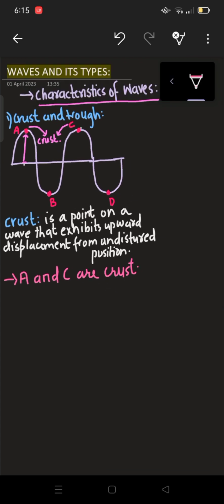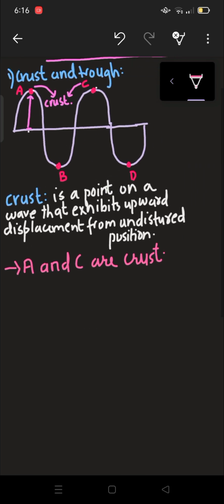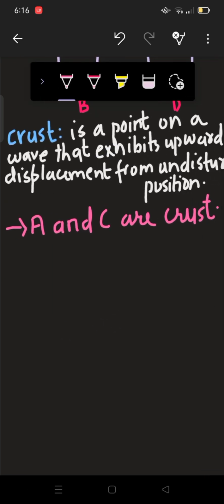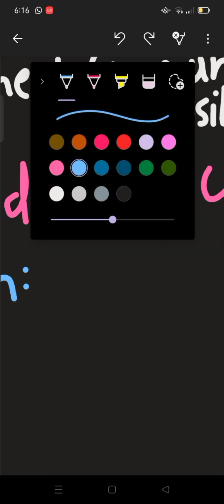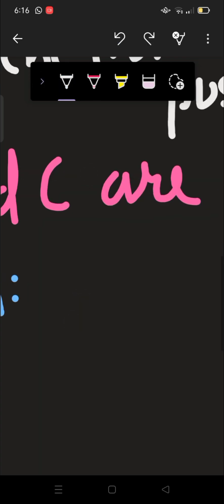Alright, so now we are going towards the trough. So what is the trough? A trough is a point on a wave that exhibits maximum negative or downward displacement. That is the opposite of the crest. We'll be talking about that as well. Wait, let me write the definition first, so that it can be easy for me to explain to you guys.